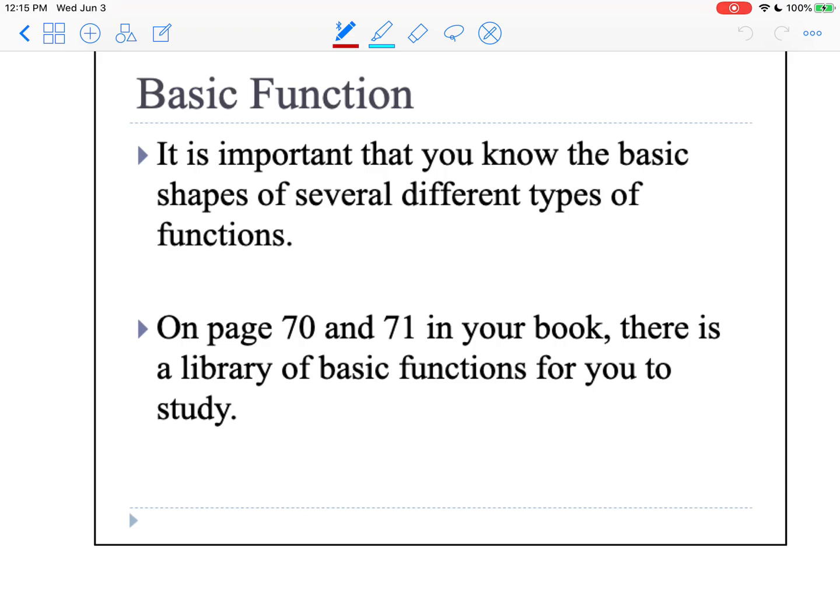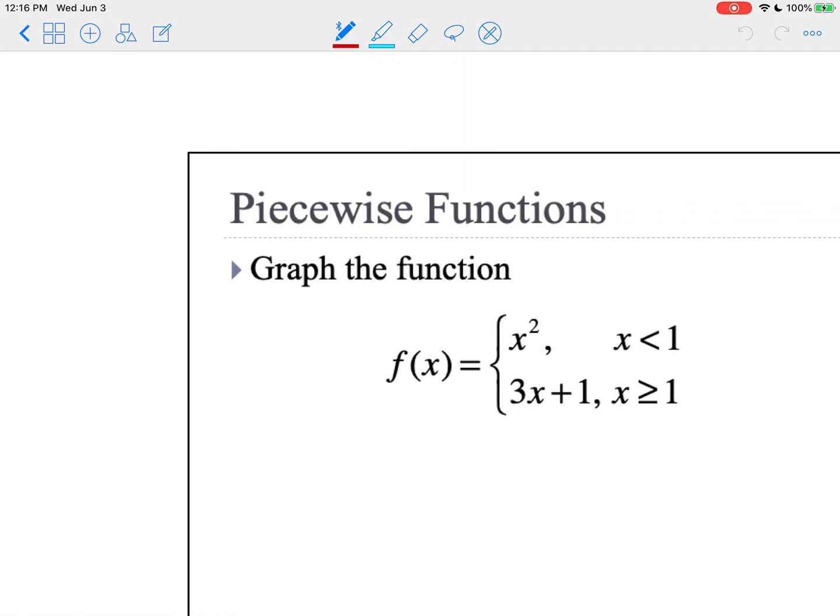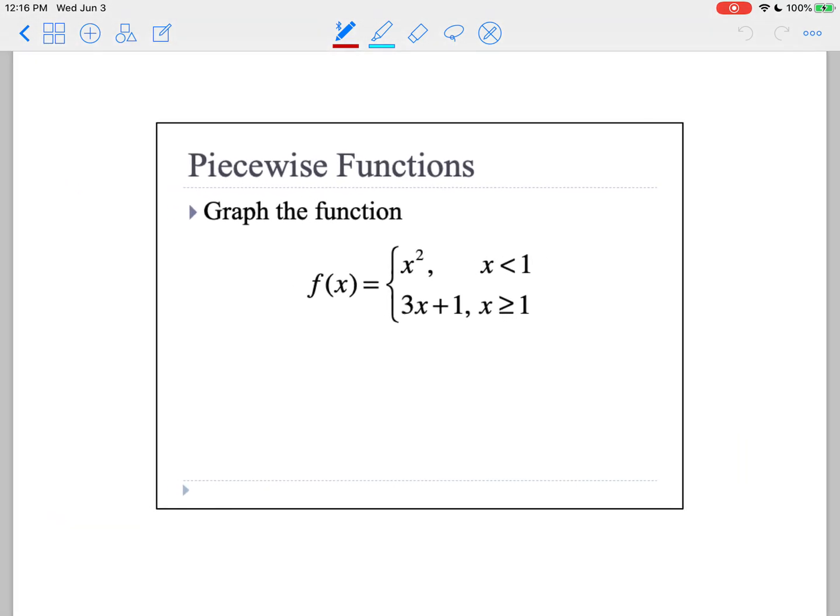There's a library of basic functions, and your MyLab subscription should have come with the book. You should be able to look at that page. Okay, the ones that we're really concerned with are quadratics, absolute value, square root, and cube root. Those are the functions that we want to really understand the basic shapes of. So before I leave you today, we're going to graph a piecewise function.